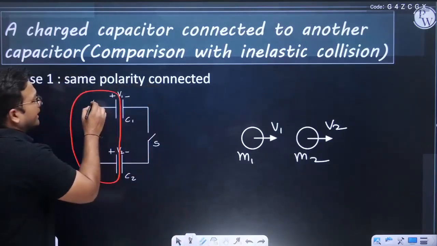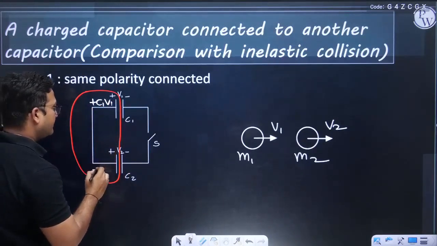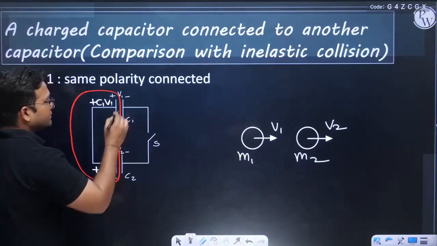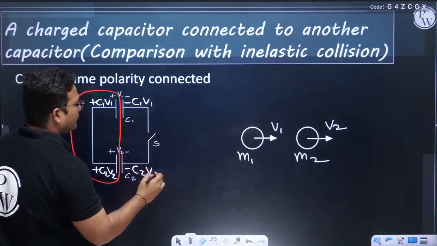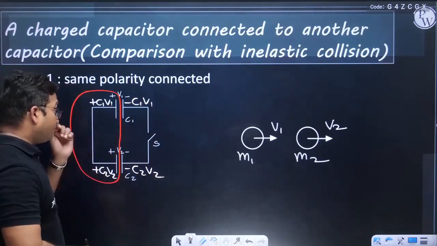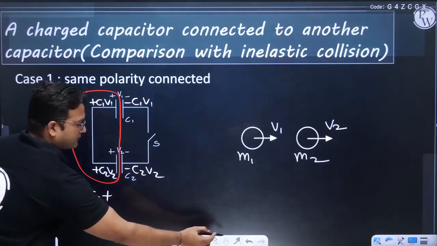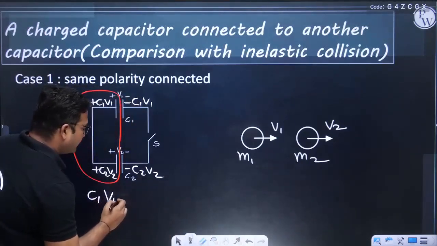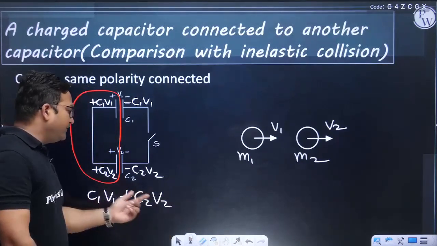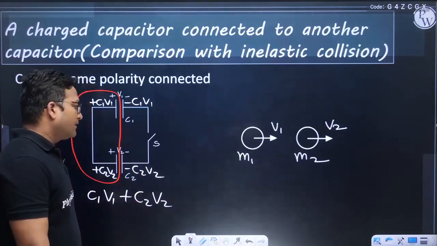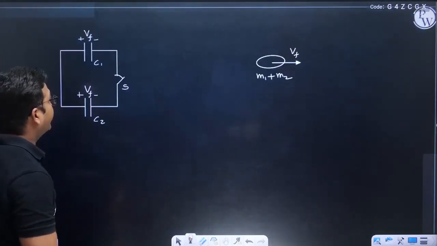On the upper plate we had plus C1 V1 charge, and here we had plus C2 V2 charge. Here we had minus C1 V1 charge and minus C2 V2 charge. So total charge on the left hand side is C1 V1 plus C2 V2. But when I close this, let us see in the next problem.